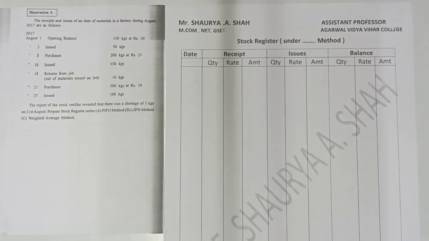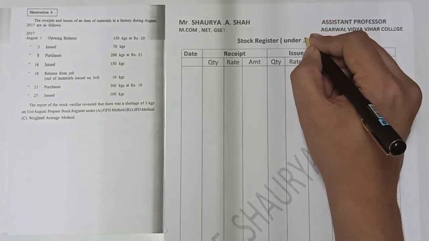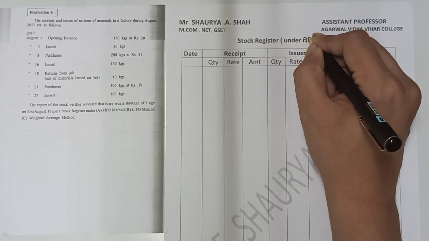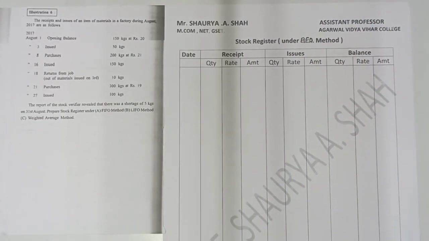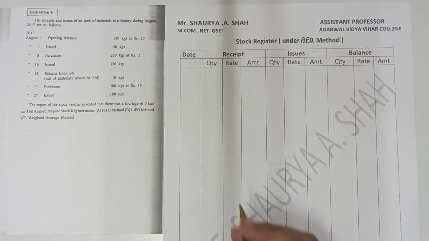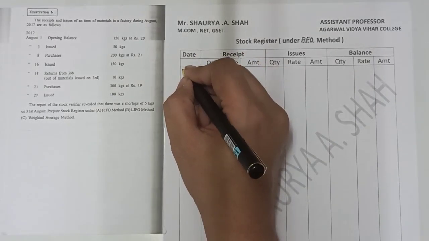So I hope you are all ready with the format. Stock register under FIFO method. You compulsorily need to write this in your exams also: stock register under FIFO method. So one by one we'll begin. Your sum always starts with the opening balance you have. So please write down here in the date column.